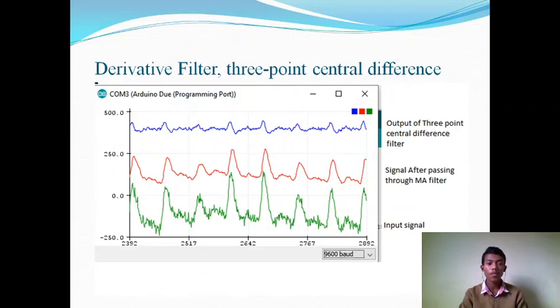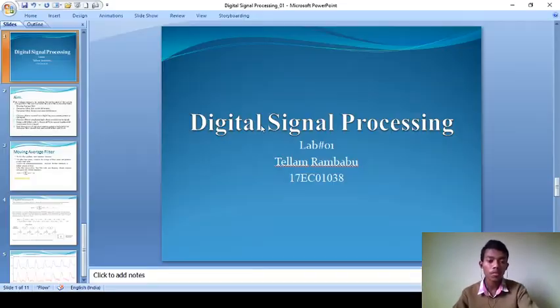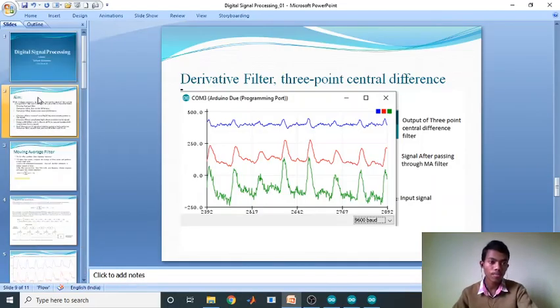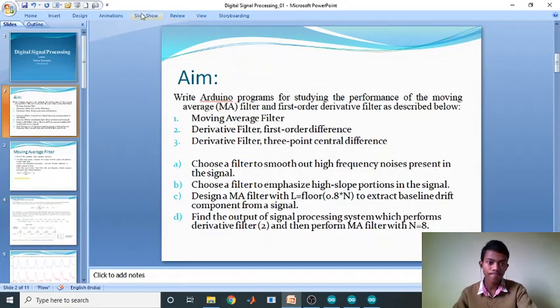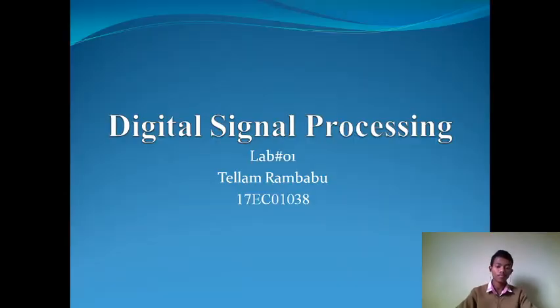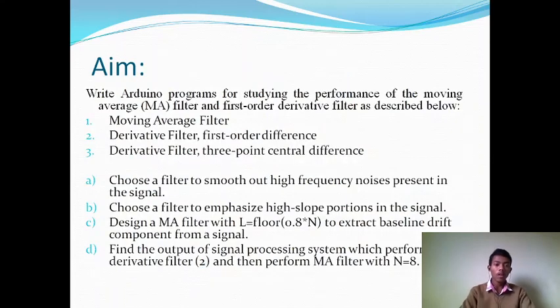Before going further, let me ask you a few questions. Right, till now we studied the moving average filter, the derivative filter, the first order difference, and the derivative filter 3-point central difference. Now with this knowledge and experience, we are in a position where we can choose which filter for which operation.